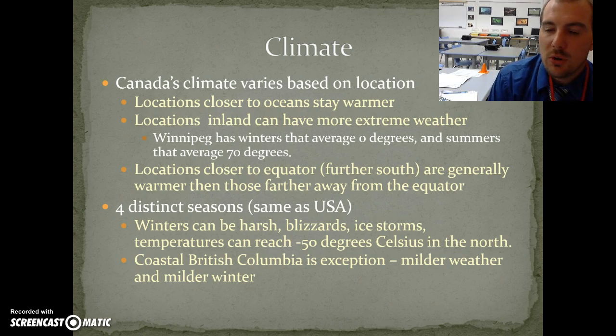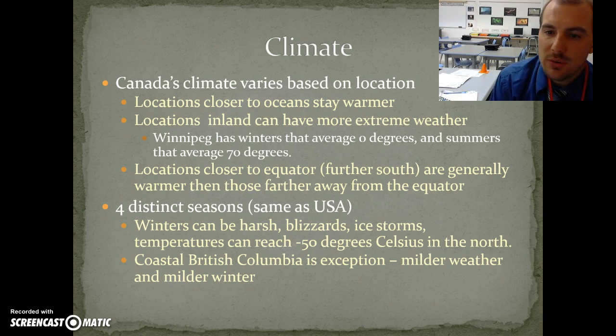Locations that are closer to the equator, so locations that are closer to the United States, remember, Canada is located right above us, are generally going to be warmer. The farther north you go in Canada, the colder it gets. They still have 4 seasons in Canada. However, and I think a lot of you probably know, their winters can be very, very harsh, especially in parts of Canada, with blizzards, ice storms, and temperatures that can reach negative 50 degrees Celsius in the north.